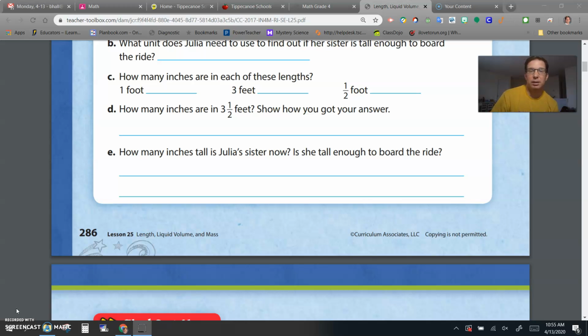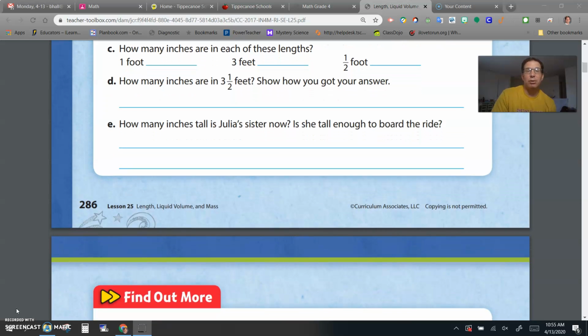12 times 3 is 36 inches, and then 1/2 of a foot. Well, you have to divide. What is 12 divided by 2? 12 divided by 2 is 6. 6 inches are in 1/2 of a foot. So again, for C, you should have 12 inches in your first blank, 36 inches for 3 feet, and 1/2 foot is 6 inches. How many inches are there in 3.5 feet?